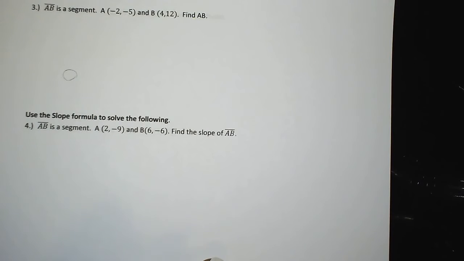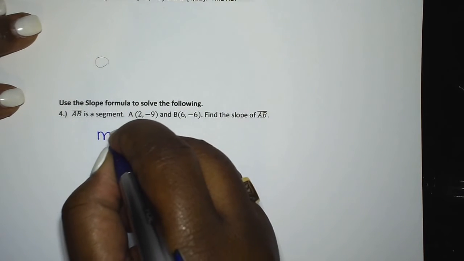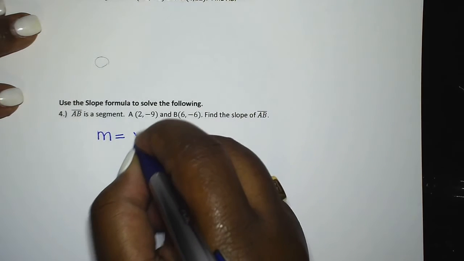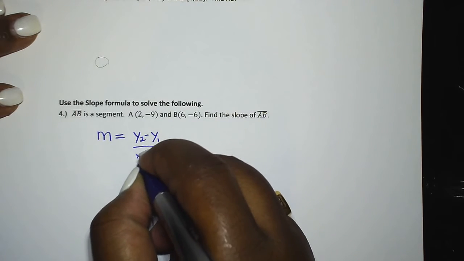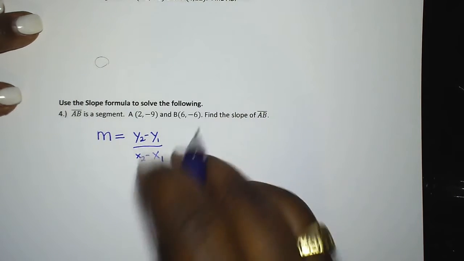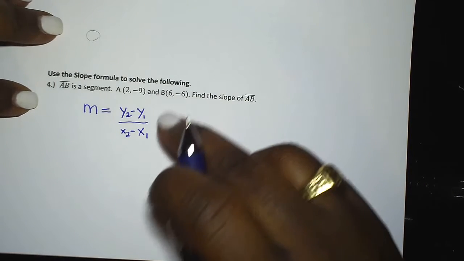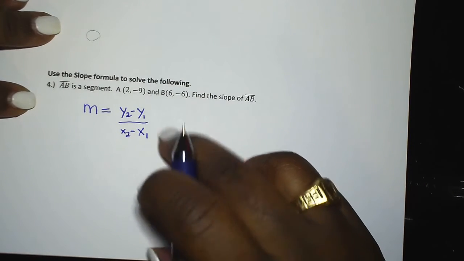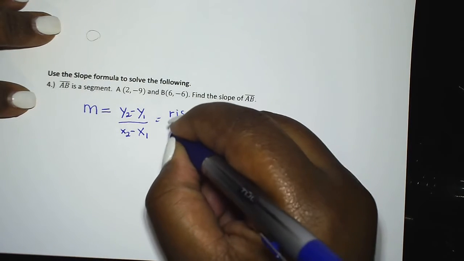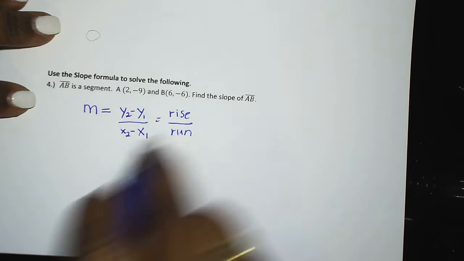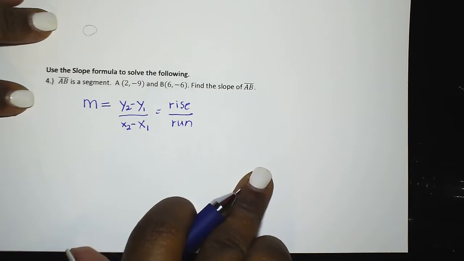Now, the next part of this is finding the slope, right? The slope formula is the change in y over the change in x. The biggest mistake is students put the x's on top and the y's on bottom. But you have to put the y's on top because it's the same as the rise over run. That's what this formula means, rise over run.